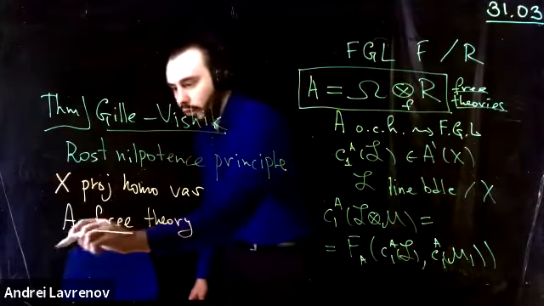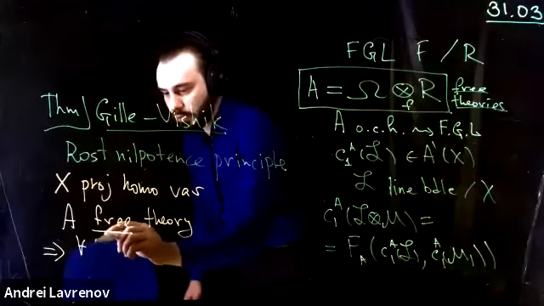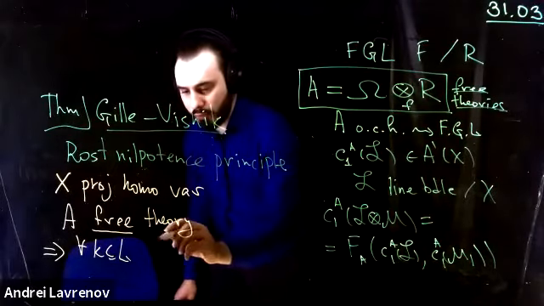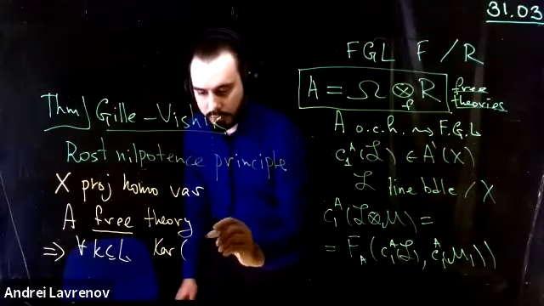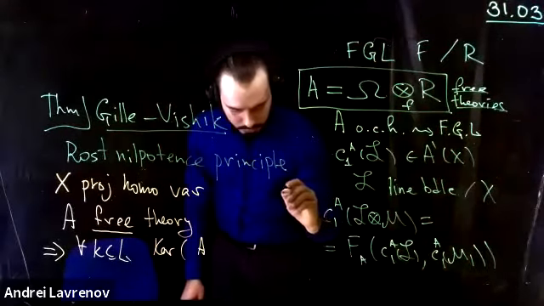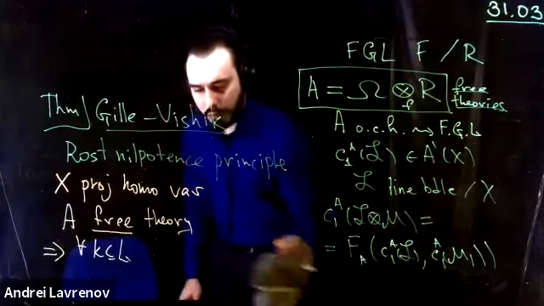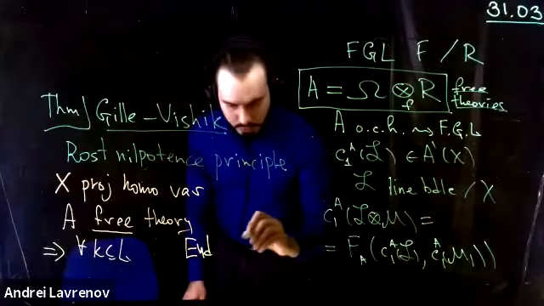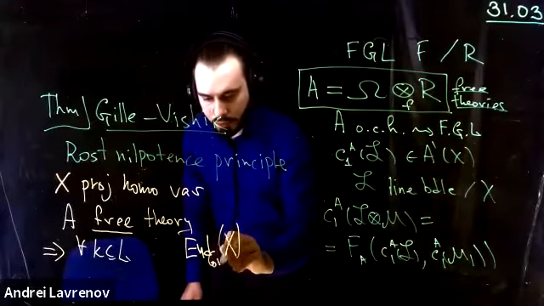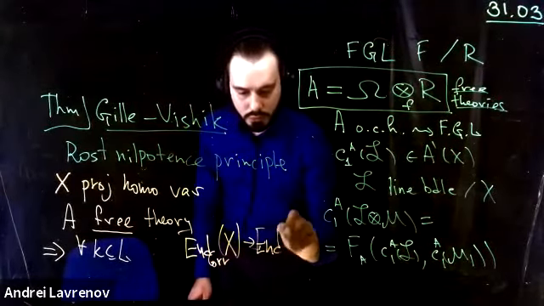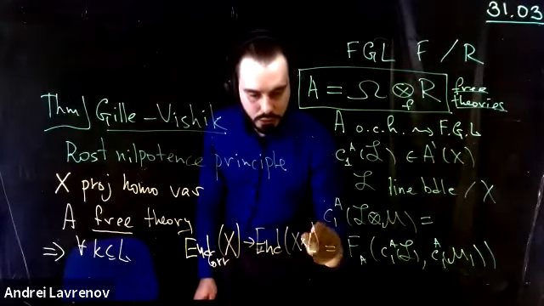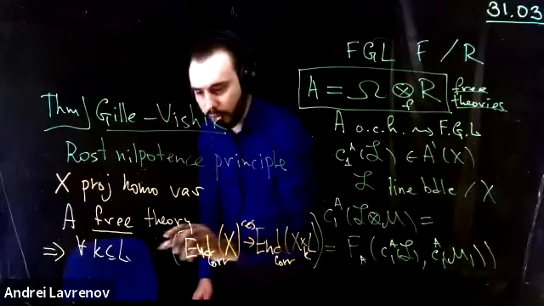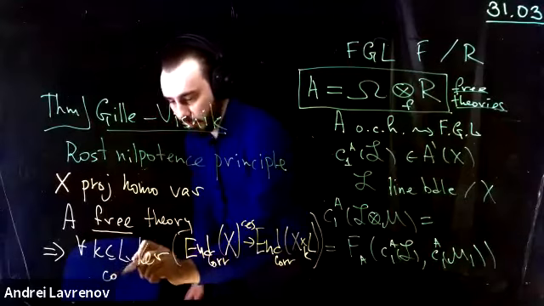As for usual Chow motifs, we should take X to be a projective homogeneous variety with a semisimple group, and we should take a free theory. Then for any field extension, consider the restriction homomorphism from the endomorphism ring of X in the category of correspondences to the endomorphism ring of X times L over K. Then the kernel of this restriction homomorphism consists of nilpotent elements.